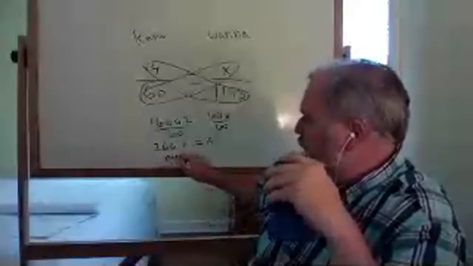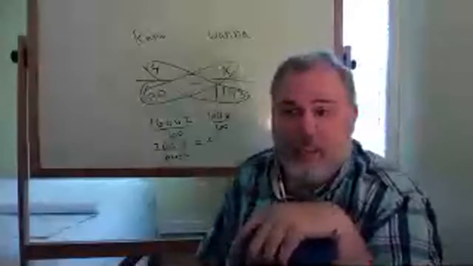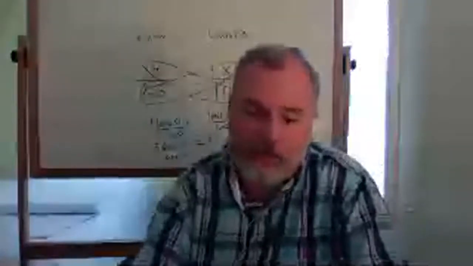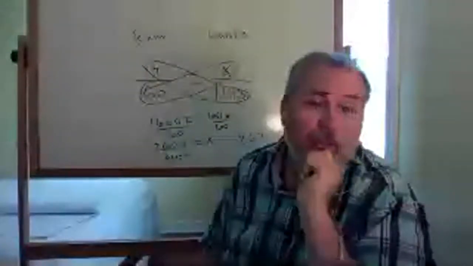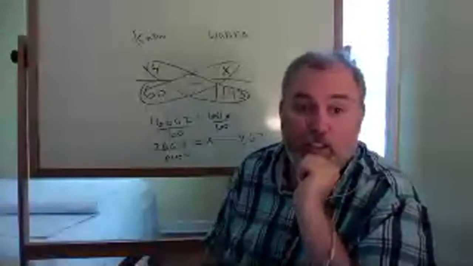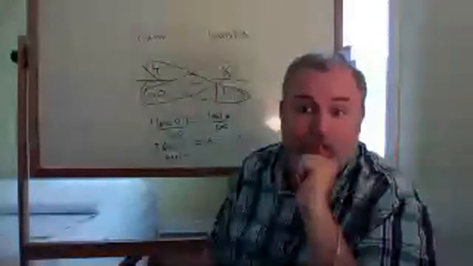Now, here's the problem. It says 266.7 people. Well, we can't have 0.7 of a person. So in this case, we can round up and we can say 267. So for that particular problem for the Tenpenny School District, we can estimate that 267 students are watching more than 4 hours of TV every day.